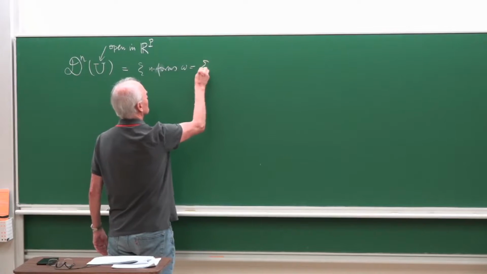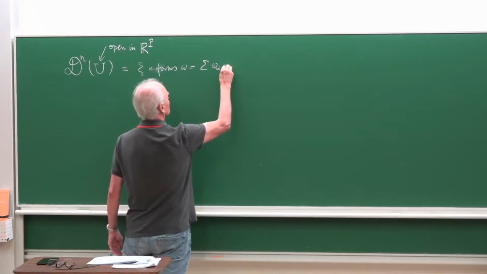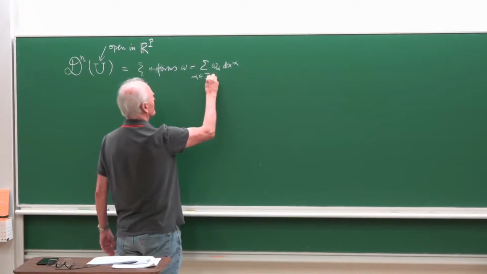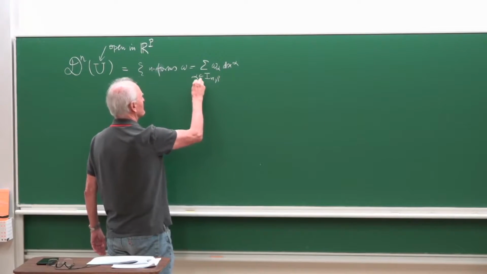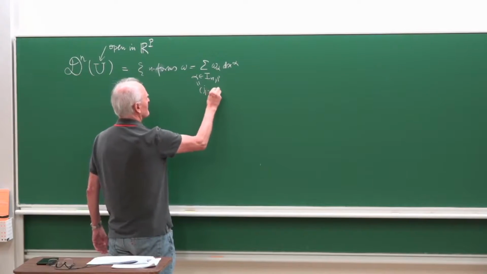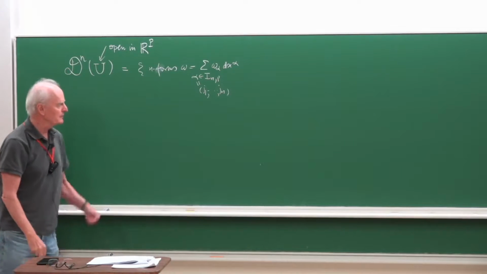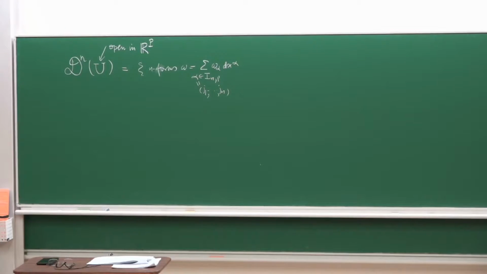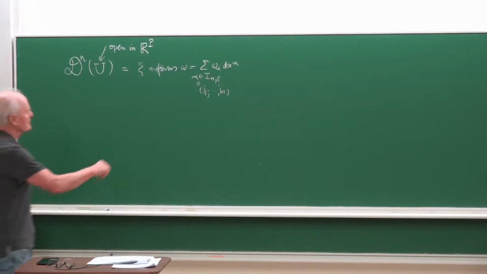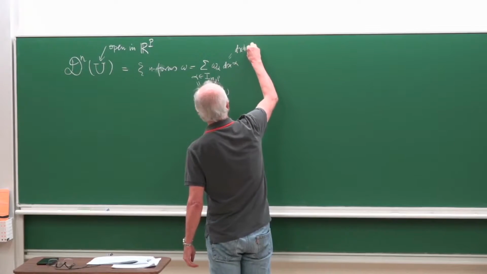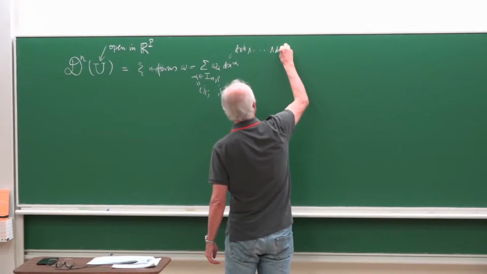Omega equals the sum of omega_alpha dx^alpha, where alpha is in I(n,P). Remember, that means alpha is a multi-index j1 up to jn, where j1 up to jn is an increasing sequence between 1 and P. And this, as usual, means dx^j1 wedge up to dx^jn.